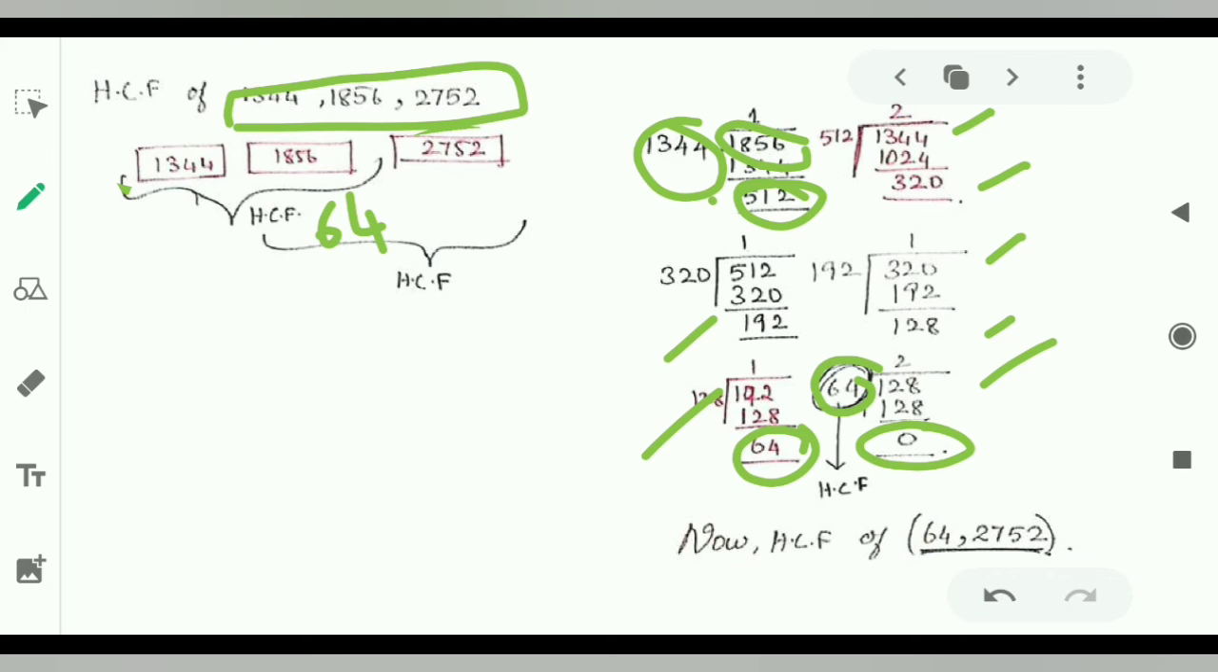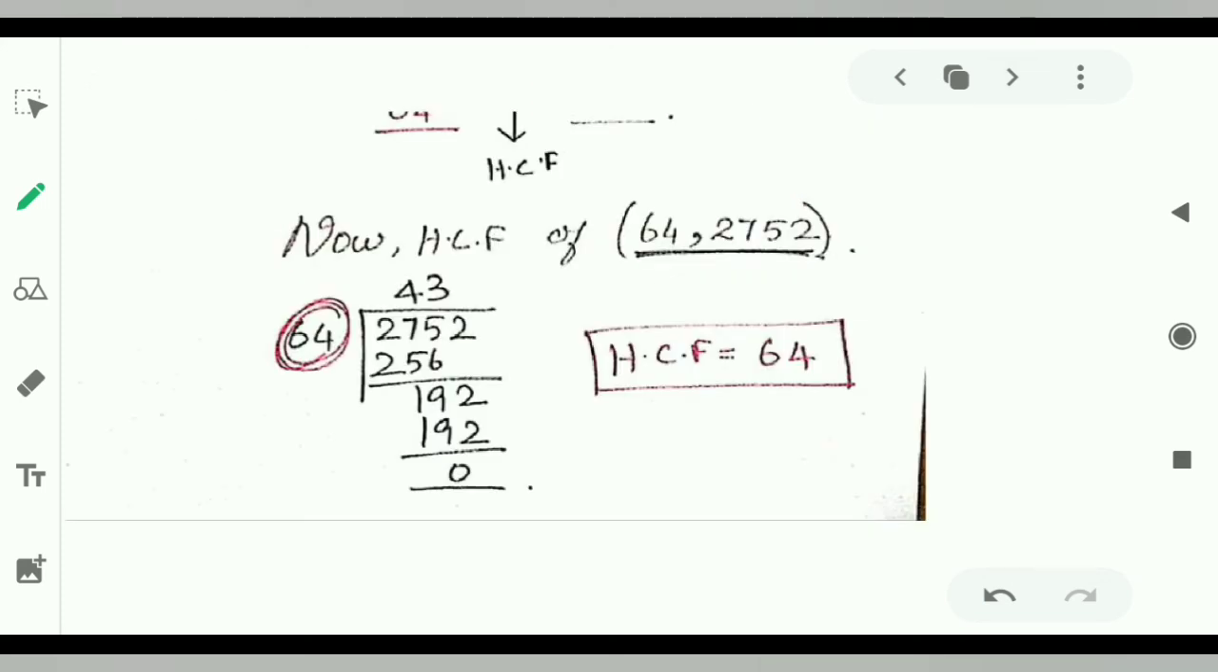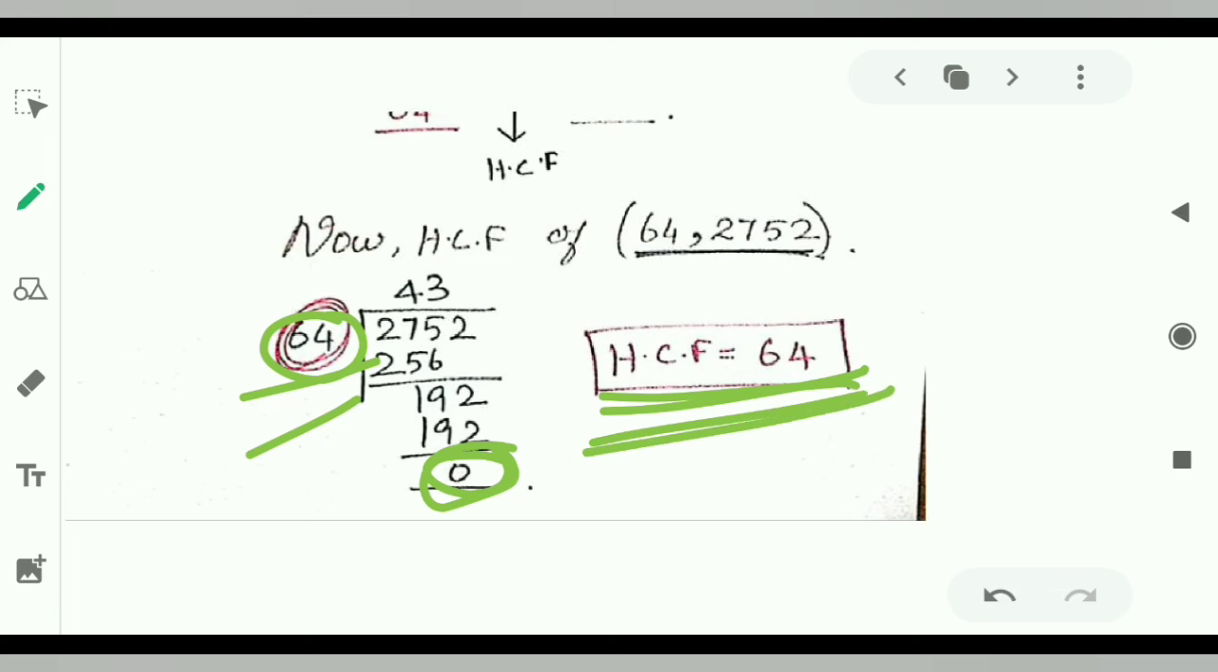Then the next step, what we have to find? We have to find the HCF of 64 and 2752. Now divide the larger number by the smaller number. Exactly 0. So what does it mean? HCF is 64 because while getting remainder as 0, divisor is 64. So HCF is nothing but 64.